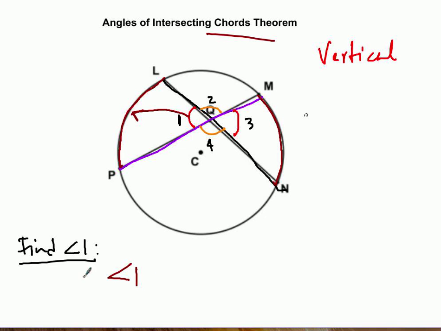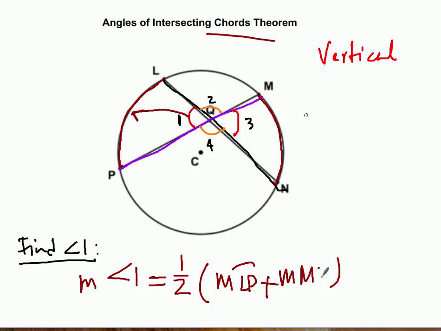The measure of angle 1 will be 1/2 of the arc LP plus the arc MN. That's how we find angle 1. Now, if this is angle 1, angle 3 will be the same exact thing because they are vertical angles. So angle 3 will be 1/2 the measure of the arc LP plus the measure of the arc MN.